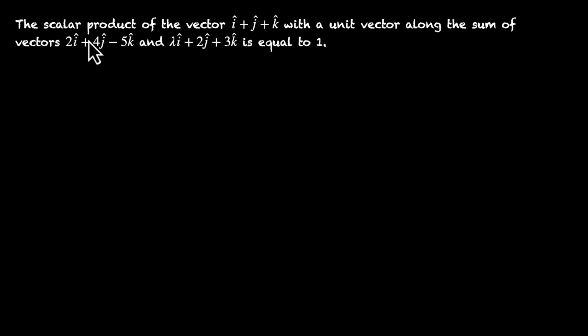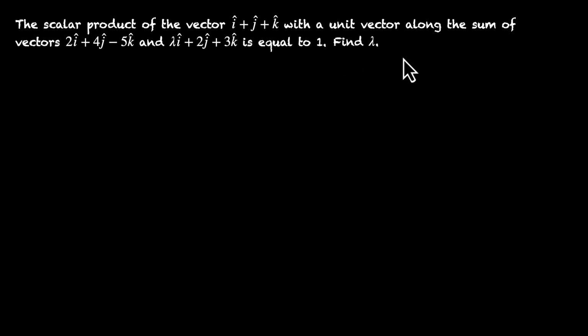The scalar product, scalar also means dot. So the dot product of the vector i cap plus j cap plus k cap with a unit vector along the sum of these two vectors is equal to 1. So we need to find the dot product of this vector with a unit vector along the sum of the vectors this and this. So there's stuff that needs to be done. What do we need? We need to find the value of lambda. This is where lambda is.